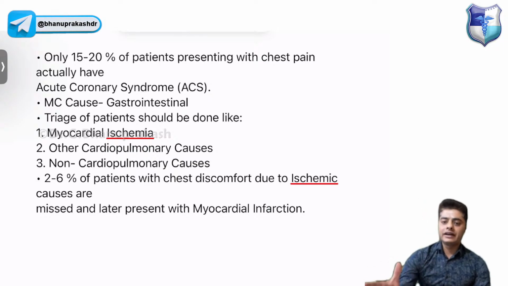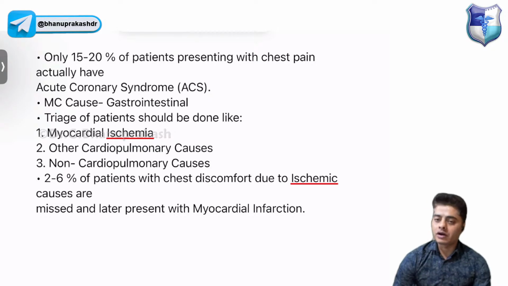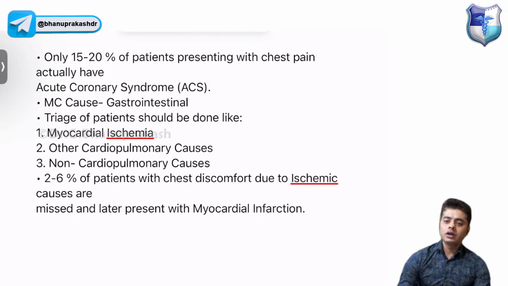First, we will divide into myocardial ischemia, another is other cardiopulmonary cause, and another is non-cardiopulmonary cause. And then there are 2 to 6% of patients with chest discomfort due to ischemic causes, which are usually missed and later present with myocardial infarction. And our whole goal of study of this topic is to not miss these 2 to 6% of patients, which we are usually missing in our emergency and casualty or OPD.